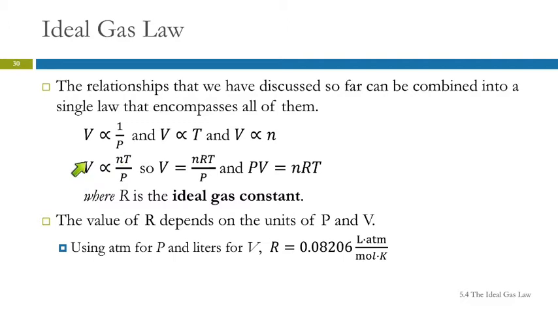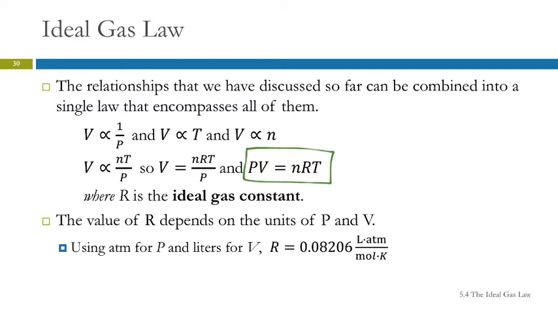If you have a proportionality and you want to make it into an equality, you throw a constant in there. So we get V equals nRT over P. If we cross multiply it and get rid of the fractions, we get PV equals nRT. So this is what we call the ideal gas law. It describes the behavior of an ideal gas. And we'll talk later about what the difference between a real gas and an ideal gas is.